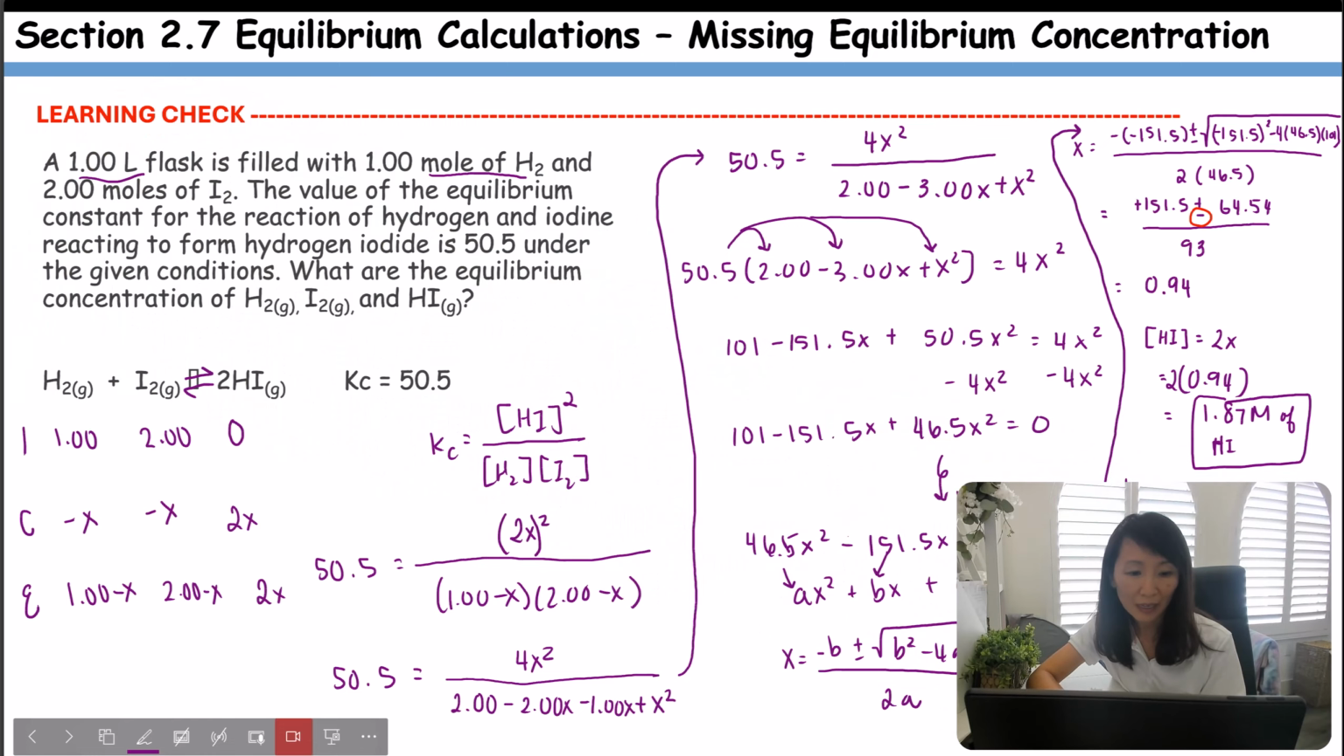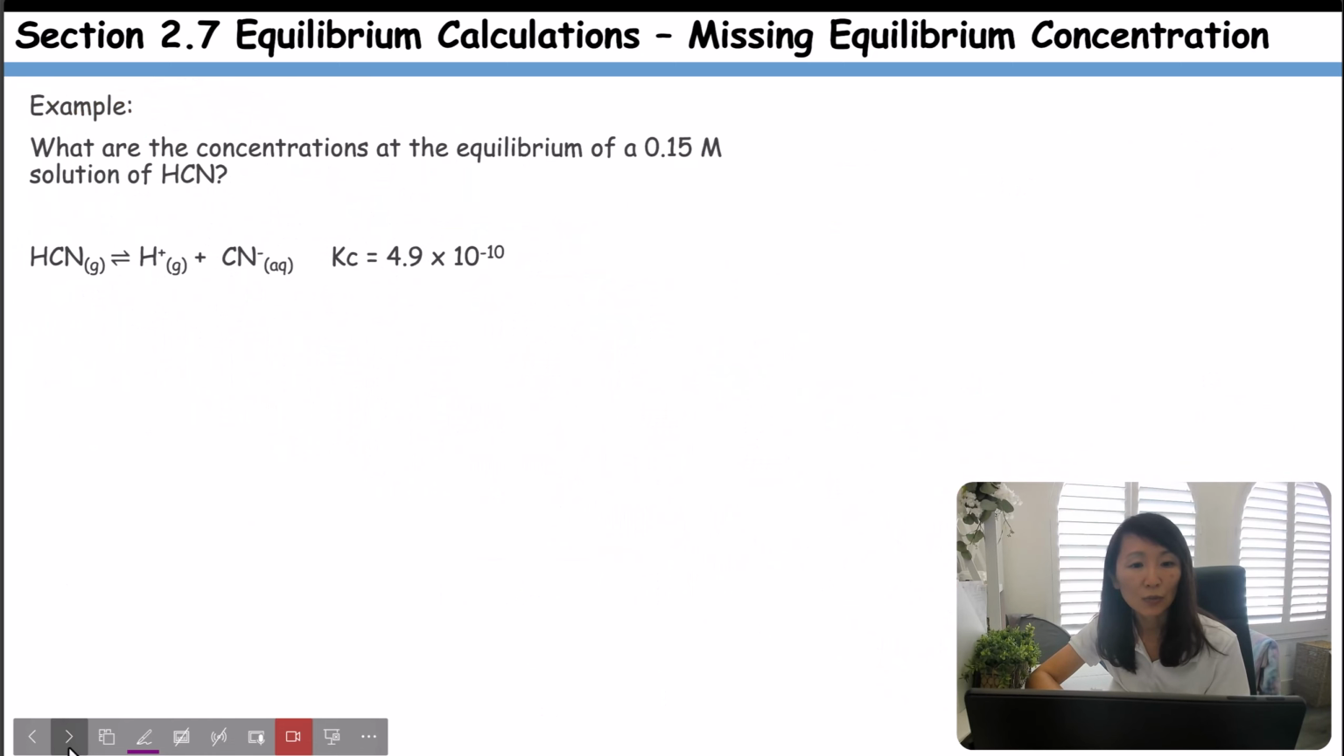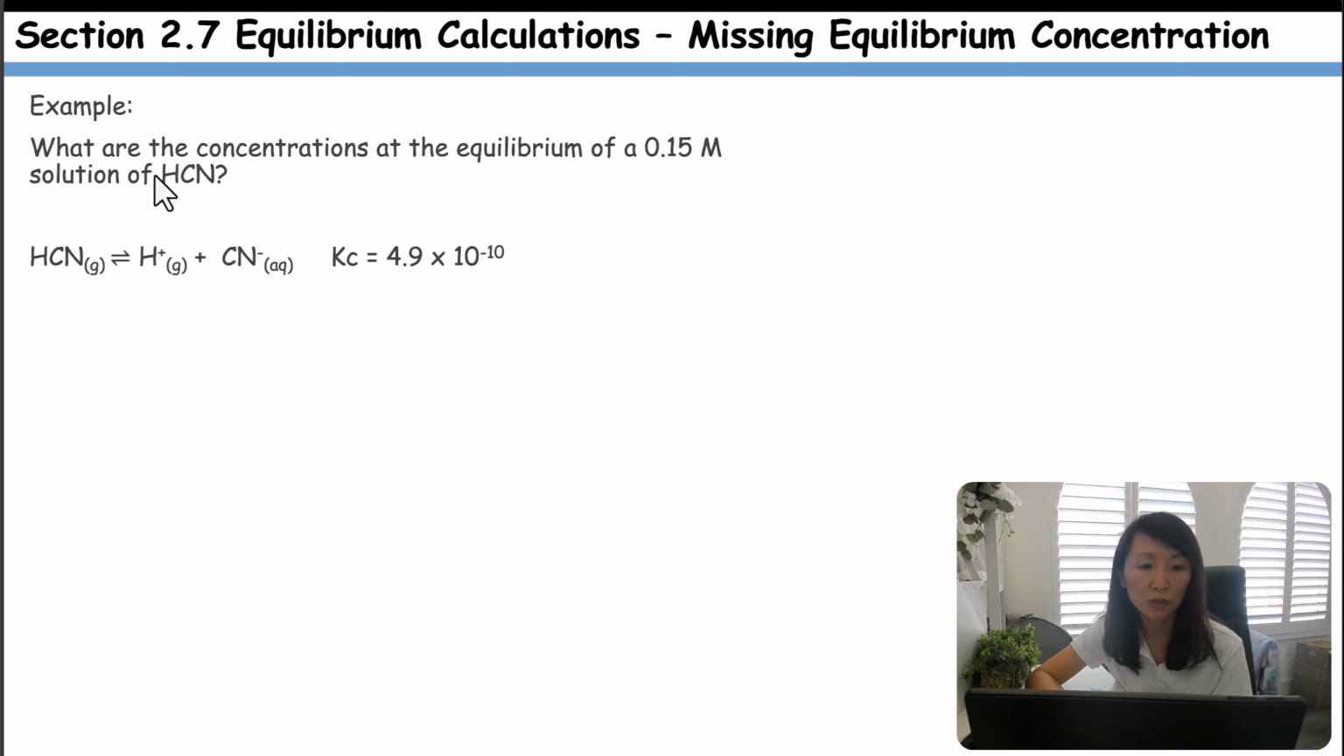In the next section, this gives you a very simple calculation, although you might think, oh no, another quadratic formula. And that's because of this Kc value being quite low. It's 10 to the negative 10 power. In this scenario, you will see how solving this problem will be much, much simpler than the prior. Here it says, what are the concentrations of all of these three at equilibrium of a 0.15 solution of HCN?